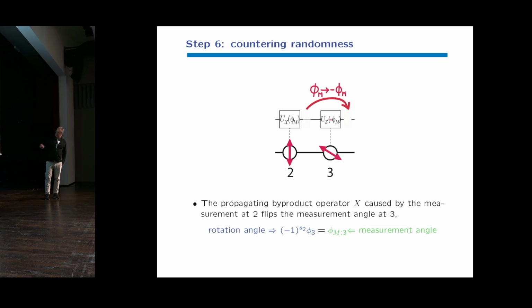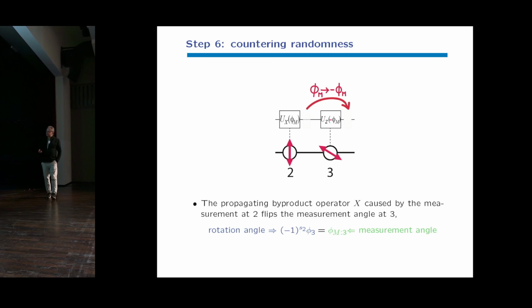And so what we see here is that the rotation angle that we want and want to keep defines the measurement angle at that side. So that measurement angle is now not fixed from the beginning, but it is the rotation angle that is fixed times a random factor that comes from the prior measurement. Good. So this is how we adjust to the randomness. We leave the measurement angles adjustable, and in this way let those byproducts propagate out without harm.